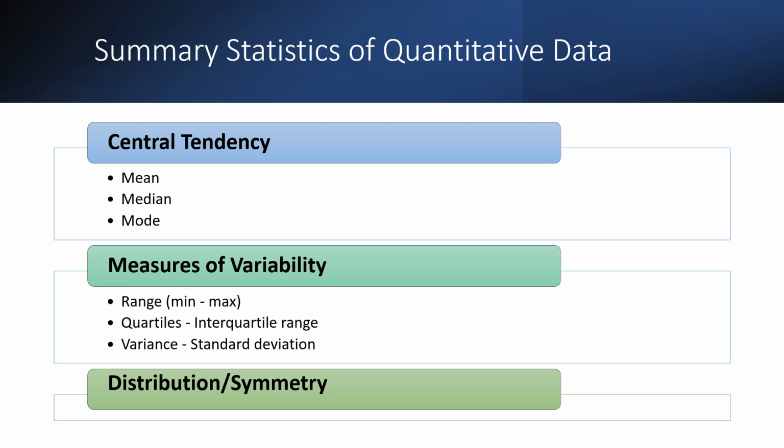Central tendency parameters include mean, median, and mode. Measures of variability could be range, interquartile range, variance, or standard deviation.